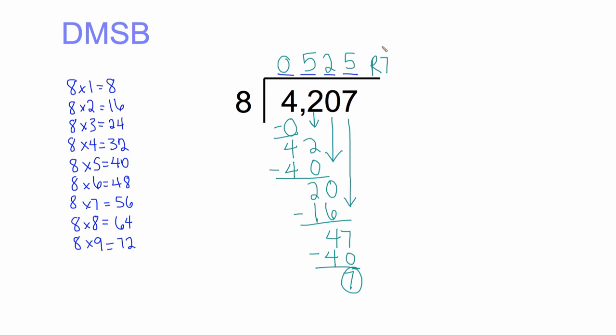A quick note, if your remainder is larger than your divisor, let's say remainder 8 or remainder 9, something went wrong in your division. Your remainder is always going to be smaller than your divisor.